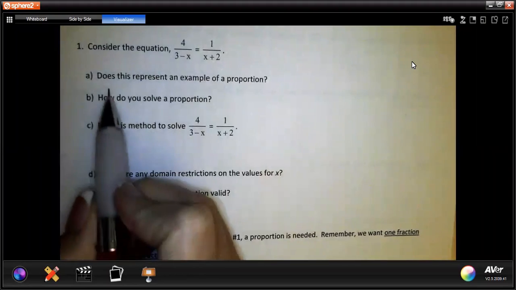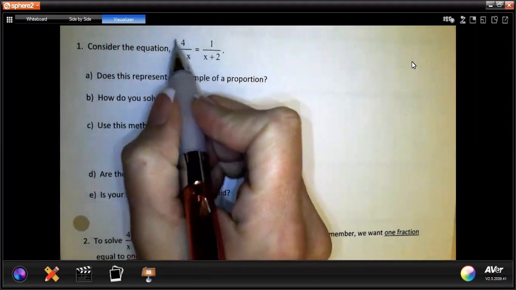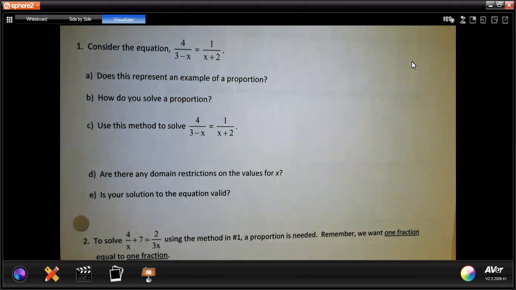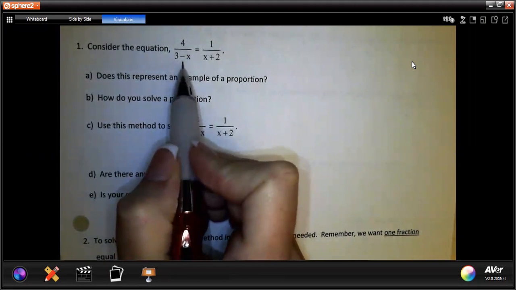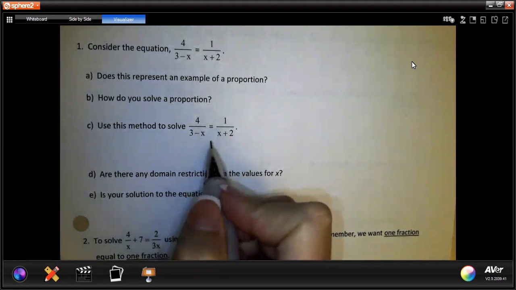So does this represent an example of a proportion? Yes, it does, because we've got one fraction on each side of the equal sign. In order to cross multiply and solve the problem like a proportion, you can only have one fraction on each side of that equal sign. And so how do we solve a proportion? We cross multiply. So in this case, we would want to cross multiply.